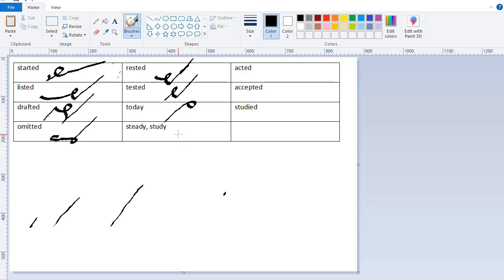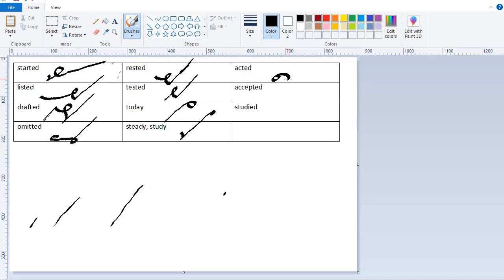Next, study. So, it's the same stroke. Hindi mo naman kasi sinasabi na study or study. No, it's study. Are you studying? Di ba? Study. We have S, TD, E. Yan. Next, we have acted.